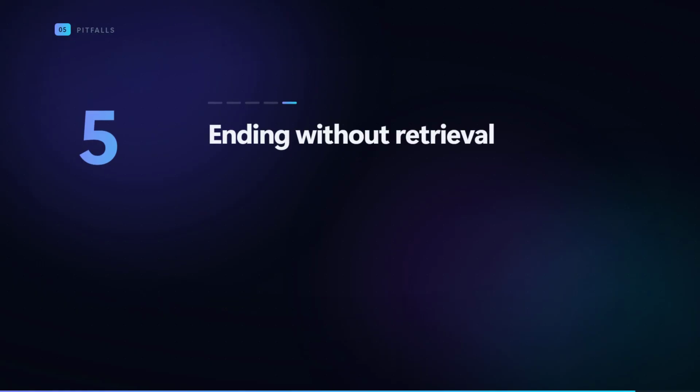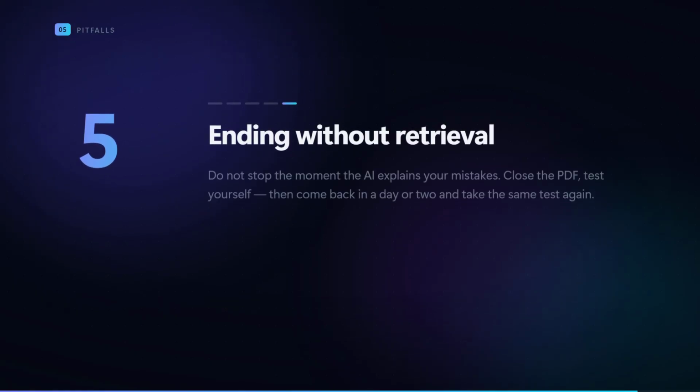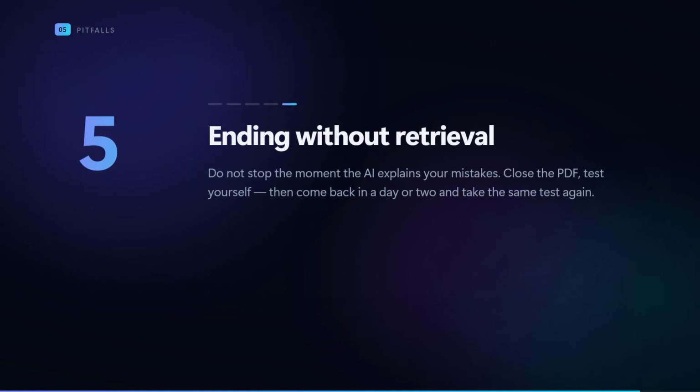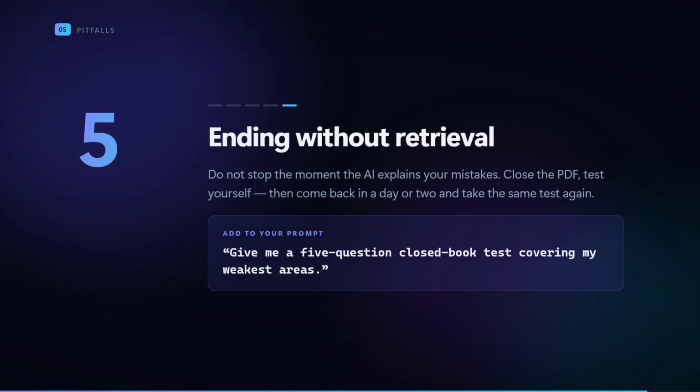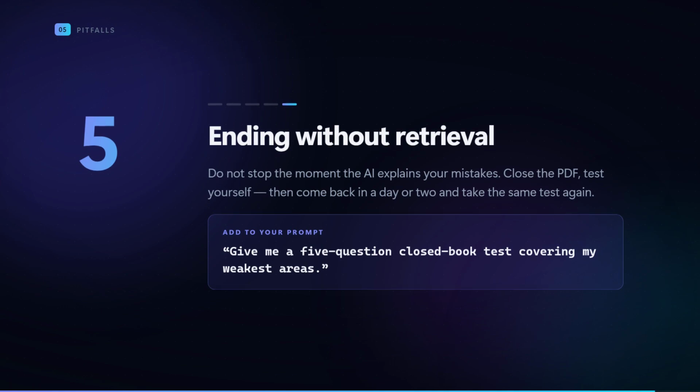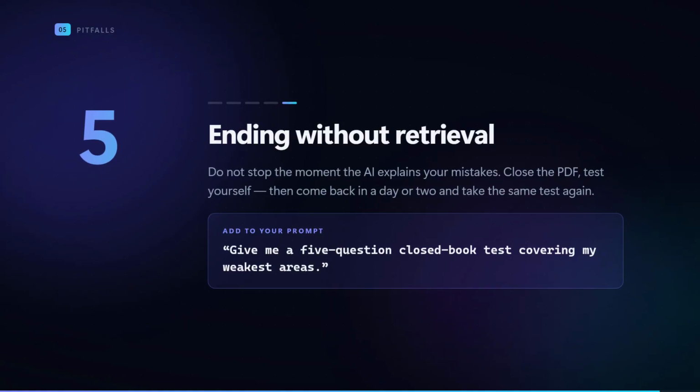Pitfall 5, ending the session without retrieval. Do not finish the conversation immediately after the AI explains your mistakes. Close the PDF and ask, give me a 5-question closed book test covering my weakest areas. Then return after 1 or 2 days and repeat the test. That delayed retrieval is where temporary understanding starts becoming durable knowledge.